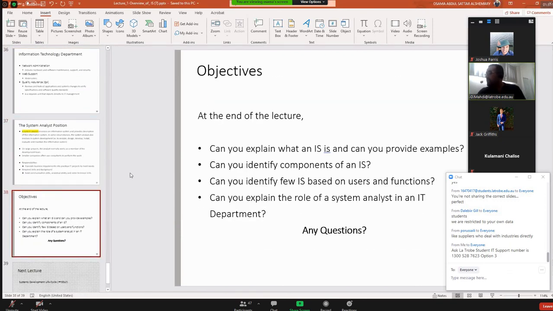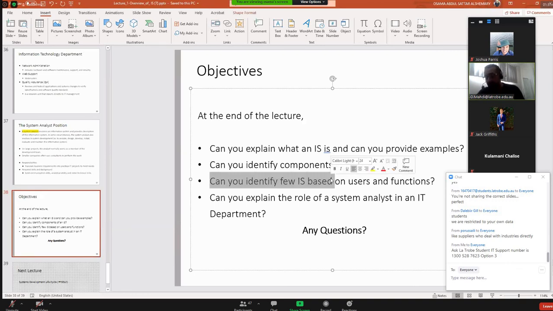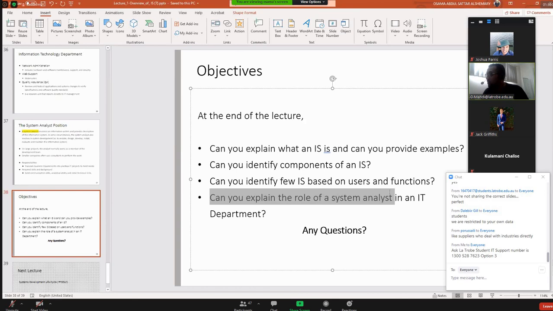All right. So, the objectives at the end of this lecture, of course. You should be able to answer these questions. Can you explain what an information system is, and can you provide examples? Can you identify components of an information system? Can you identify a few information systems based on users and functions? As we said before, 20 years ago, information systems were divided by the users the system served. But more recently, information systems could be classified by their functionality, rather than by the users served. Can you explain the role of system analysis in information technology?